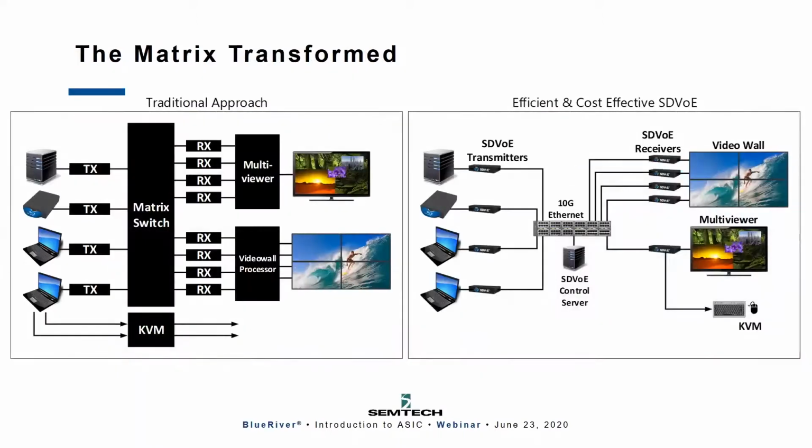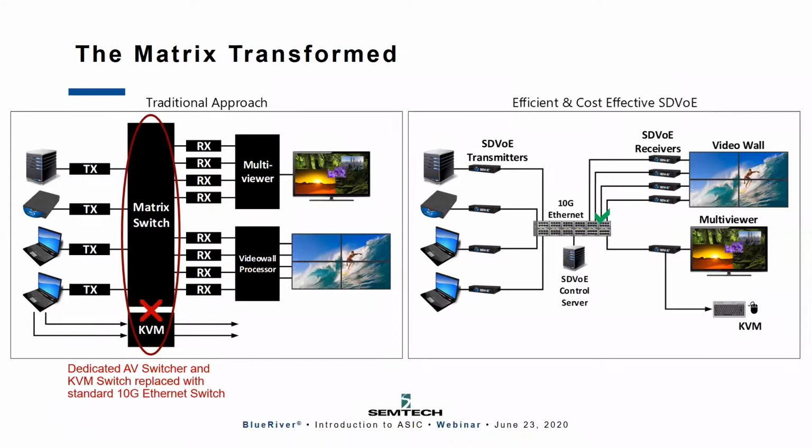Now, what do we mean when we say the matrix transformed? Let's take a look at this picture. On the left, we have the traditional approach using matrix switching technology. And on the right, we have a typical SDVoE setup. What you'll see is that the dedicated AV switcher and the KVM switch is replaced with a standard 10 gig Ethernet switch. So this truly is a standard 10 gig switch.